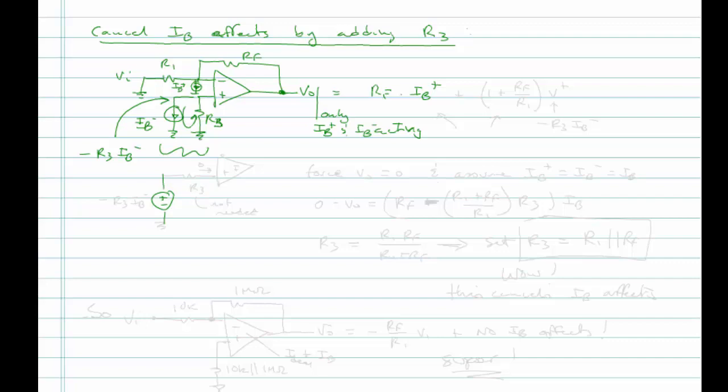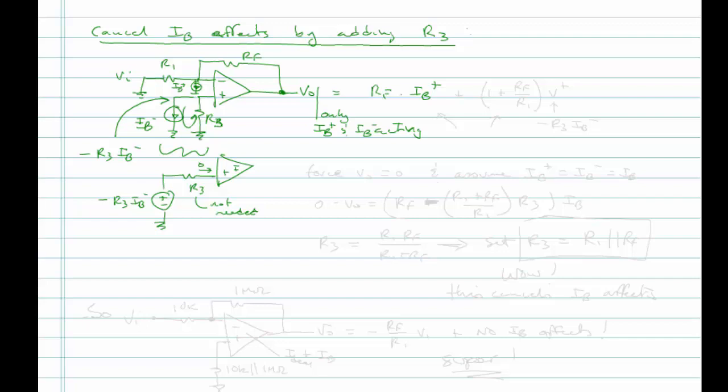Okay, so we could do a source transformation and call this R3, and then this is minus R3 IB minus, right? And then this could be connected to my non-inverting input. But because the current is 0, this is an ideal op amp here, this is not needed in this case. So it's not necessary to do a full source transformation. All I need to do is calculate this voltage, minus R3 IB minus.